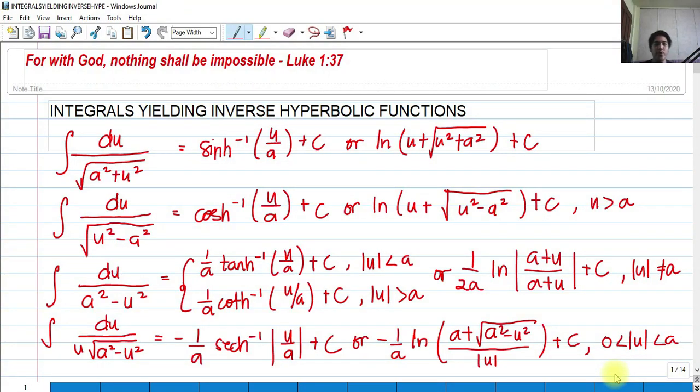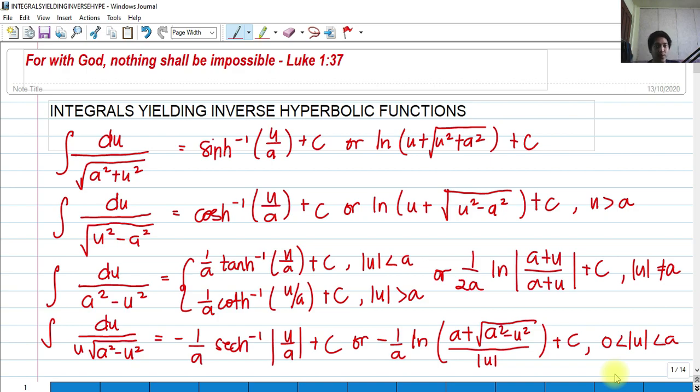Hi, so for today we're going to talk about integrals yielding inverse hyperbolic functions. So we have here our formula for integrals yielding inverse hyperbolic functions, both for the inverse hyperbolic function and in terms of natural logarithm, because we can convert those inverse hyperbolic functions into their natural logarithm form. So we have several formulas. I think we have 5 formulas here for the inverse hyperbolic sine, inverse hyperbolic cosine, tangent, cotangent, secant, and cosecant.